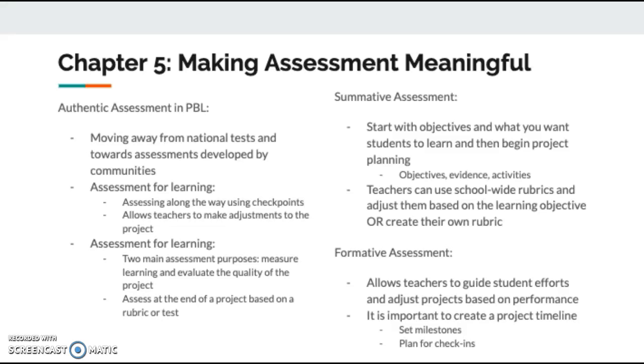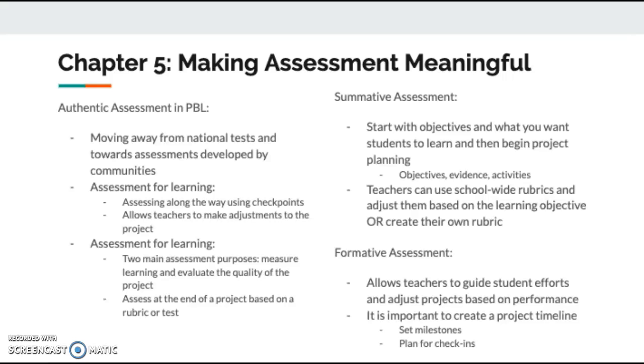So assessment for learning, there are 2 different kinds of assessment that the book outlines. So assessment for learning and assessment of learning. So assessment for learning, you want to assess along the way using checkpoints. And this is called formative assessment. So this allows teachers to make adjustments in the project as needed, based on if students are focusing on one certain area instead of another, well, then you can switch it up and change it, but it also allows you to push students further. And then assessment of learning, the 2 main assessment purposes in this part are to measure learning and evaluate the quality of the project.